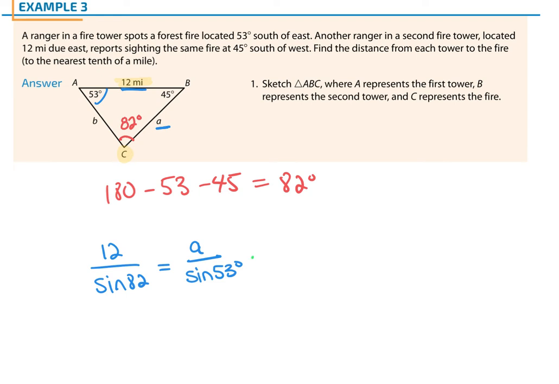It's being divided by sine. So what are we going to do? Multiply. Multiply this by sine of 53. It'll cancel. Multiply this by sine of 53. All right? So in your calculator, you can do it all at one time.